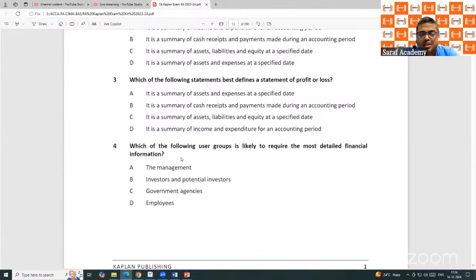Which of the following user groups is likely to require the most detailed financial information? Most detailed information, who is requiring? Management, investors, government, employee.